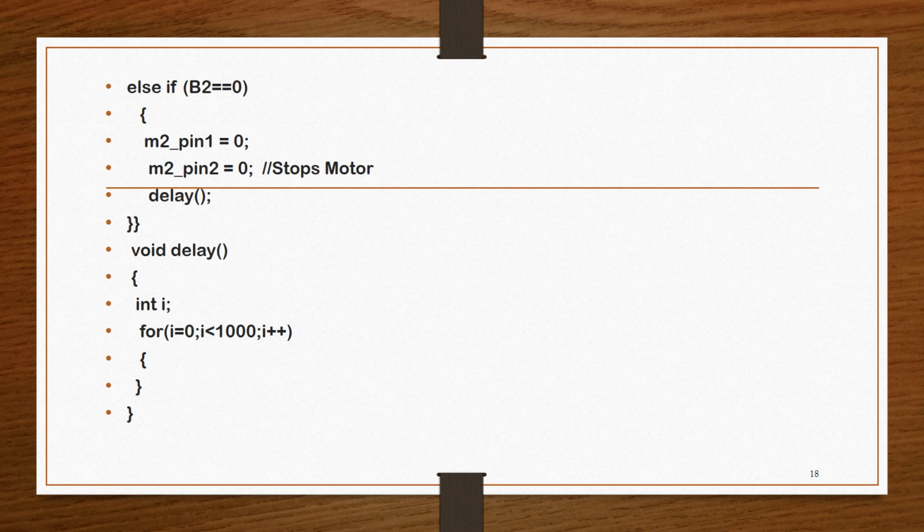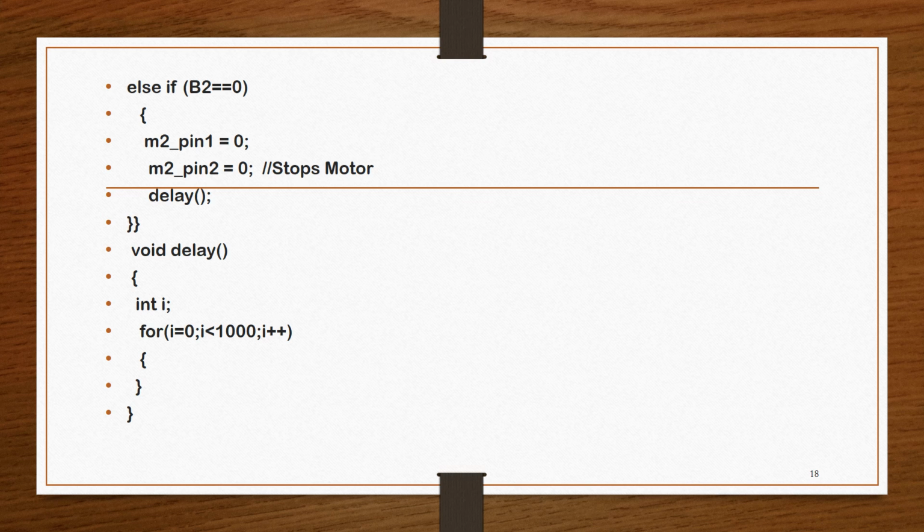You can see in the program what we have done. First of all, we have taken M1 pin 1, M1 pin 2 with B1, then M1 pin 1 and M1 pin 2 for clockwise, anti-clockwise and stop. So both the things with switch B1 and B2 we have carried out. And lastly, just a small little routine you can see, the delay: int i; for i equal to 0, i less than approximately 1000 few milliseconds, i plus plus.